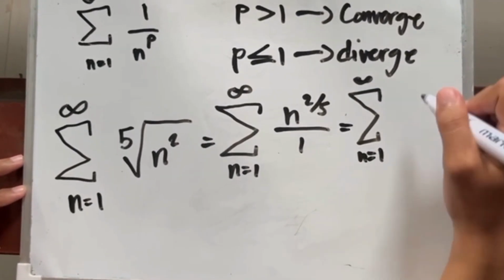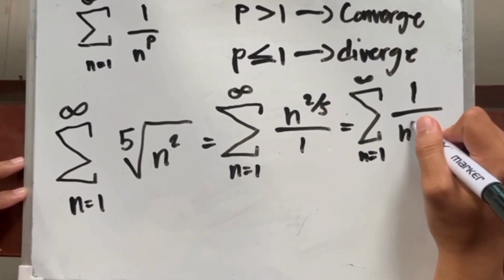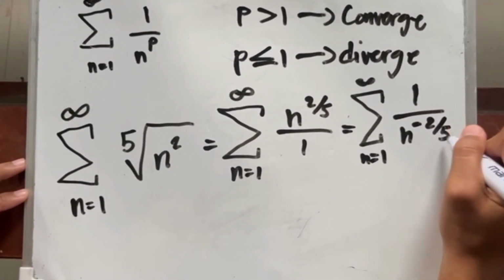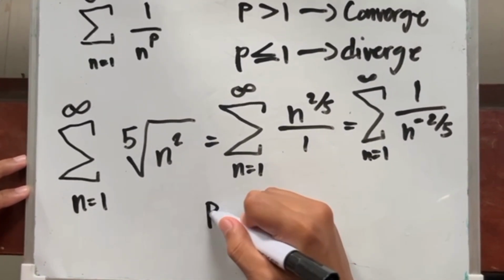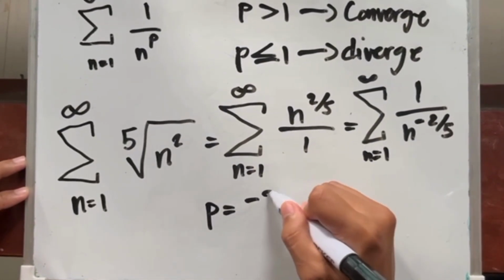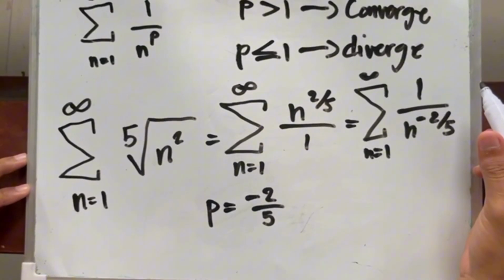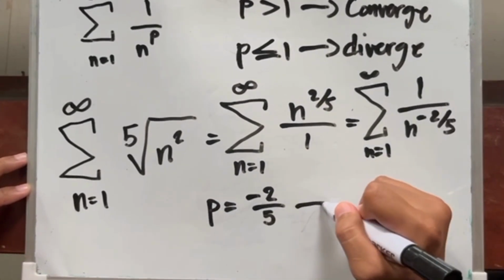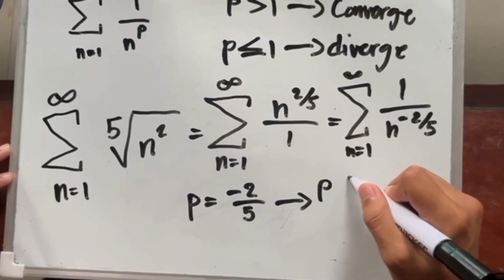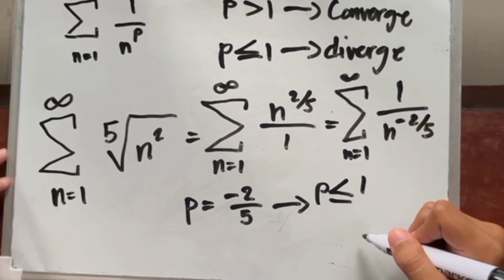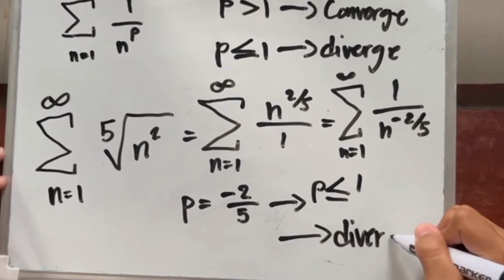So we can rewrite this as 1 over n raised to negative 2 over 5. We can clearly see that p is equal to this number. So if p is negative 2 over 5, that means that p is less than or equal to 1. So the series diverges.